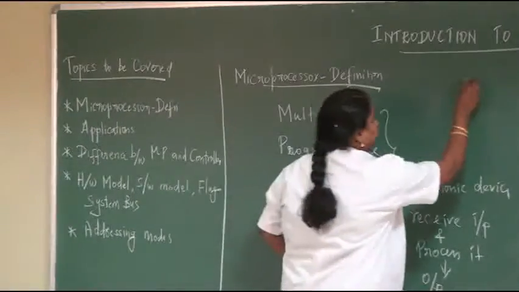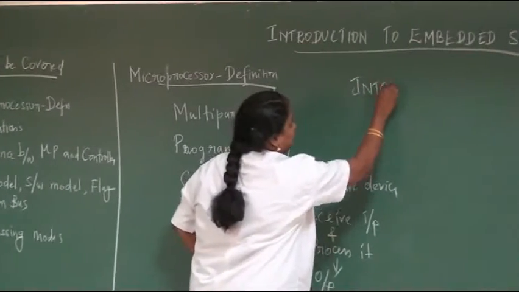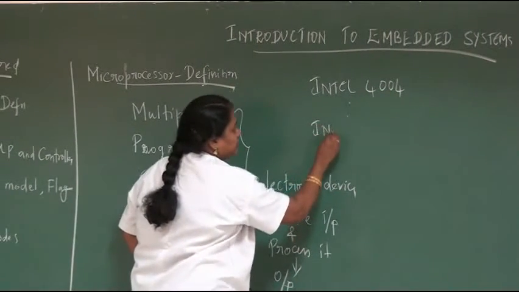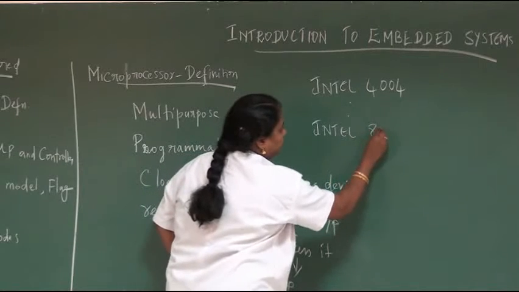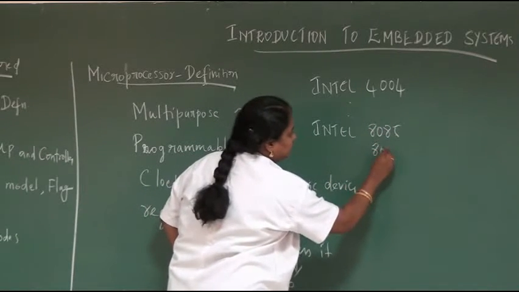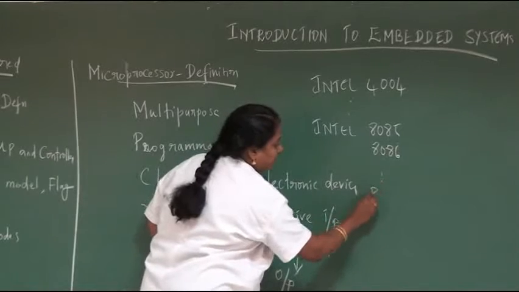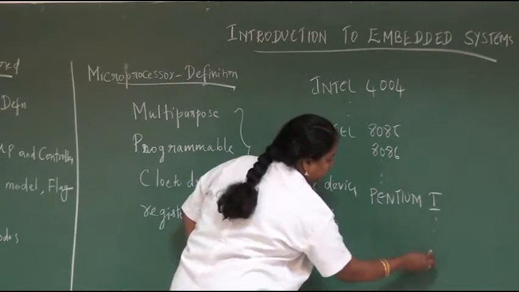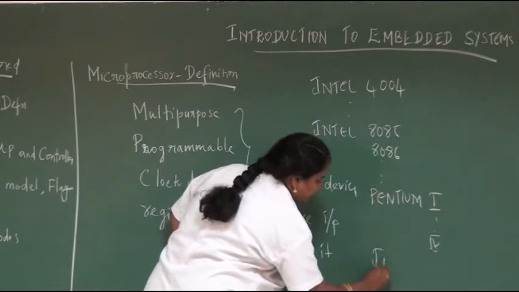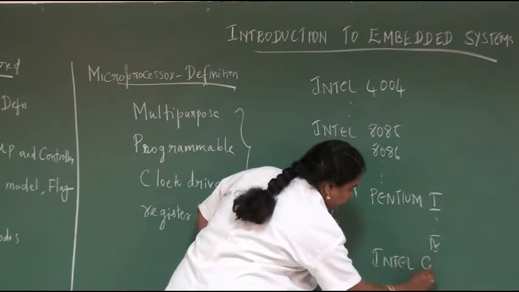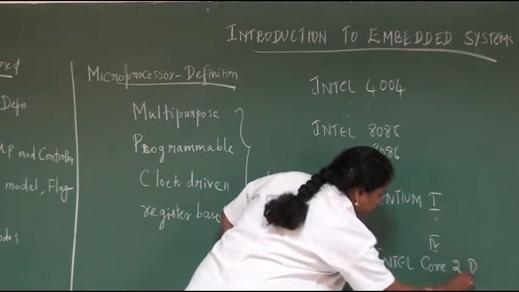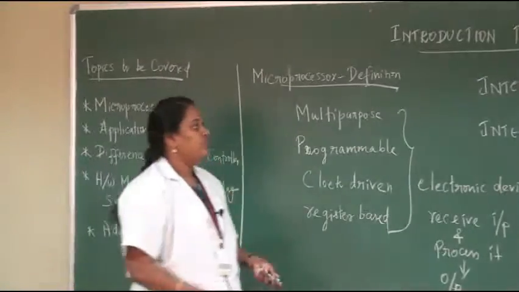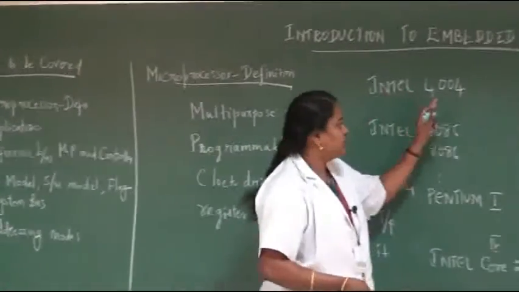Starting from Intel 4004, we have a lot of examples. For example, Intel 8085, 8086, and we have the Pentium processors, Pentium 1, 2, 3, 4. Now we have Intel Core 2 Duo, and we have many more examples for a microprocessor. And we shall see a schematic diagram for a microprocessor.